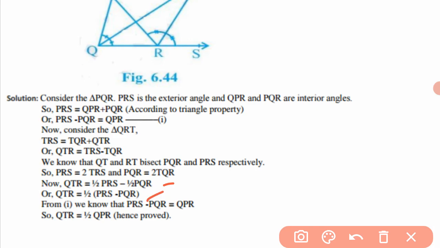Now from the first equation we know that PRS minus PQR equals QPR. So in this way we can say QTR is half of QPR. So in this way we can prove this.